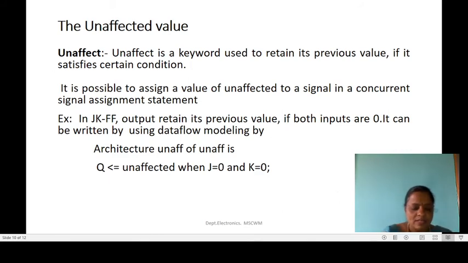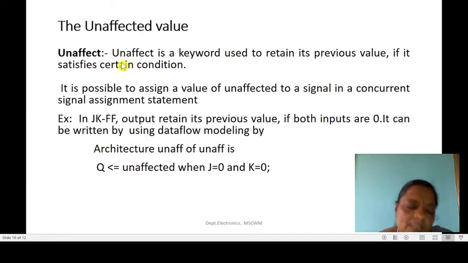Now another important thing about the same is the unaffected value. What does this unaffected value mean here? Actually, unaffected is a keyword. All of you know unaffected is a keyword. Why are we using it here? Usually in English also, nothing is affected, that is nothing but unaffected. So here also it is the same meaning.